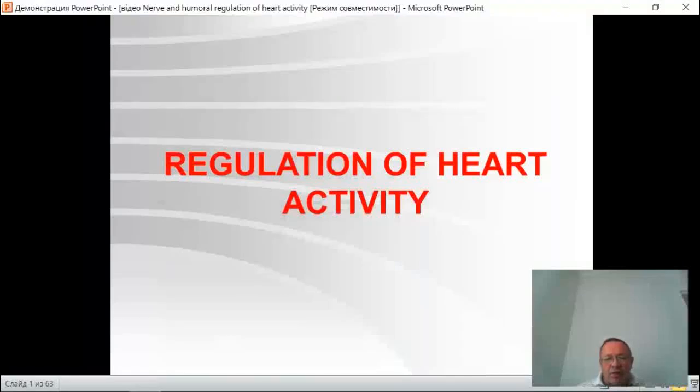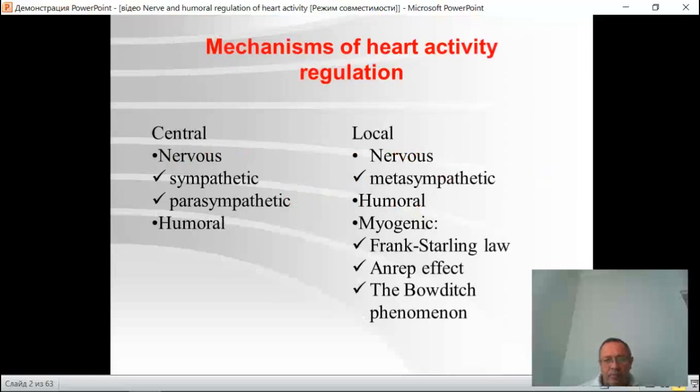is regulation of heart activity. Mechanism of heart activity regulation consists of two parts, central and local. Central part includes nervous regulation. This influences sympathetic and parasympathetic nervous system, and humoral regulation.